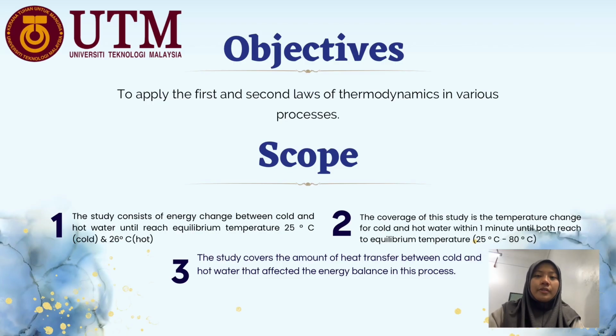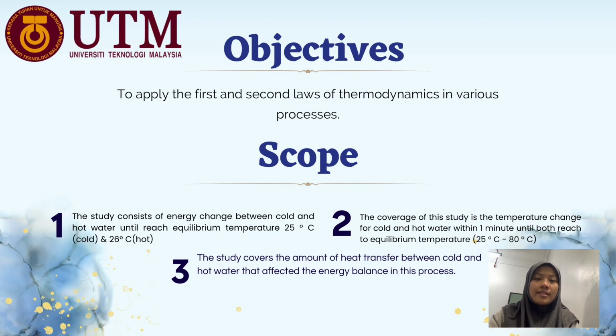The objective of the experiment is to apply the first and second law of thermodynamics in various processes. There are 3 scopes for this objective. The first one is the study of energy change between cold and hot water until it reaches the equilibrium temperature, which is 25 degrees Celsius for the cold water and 26 degrees Celsius for the hot water.